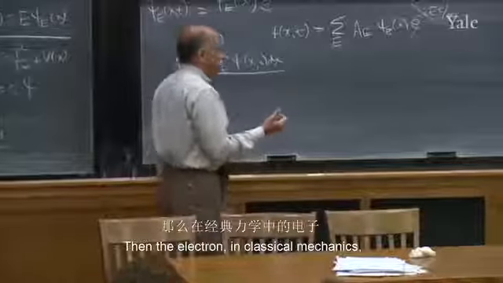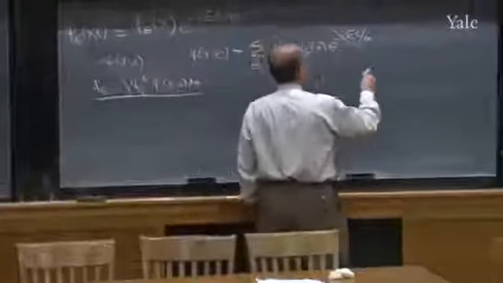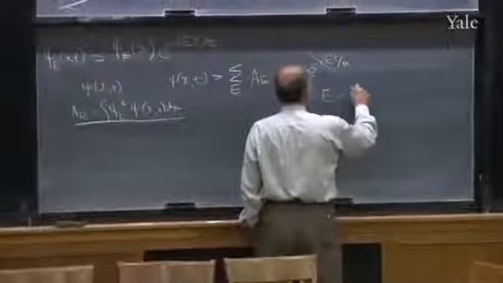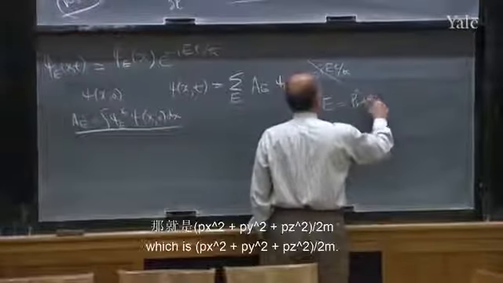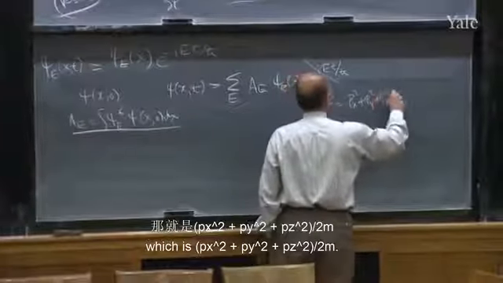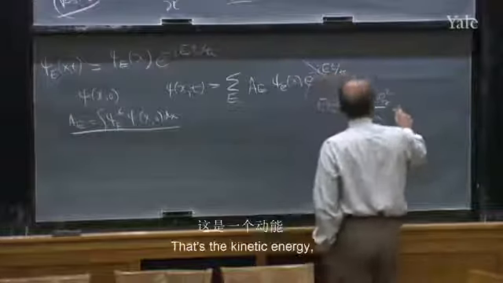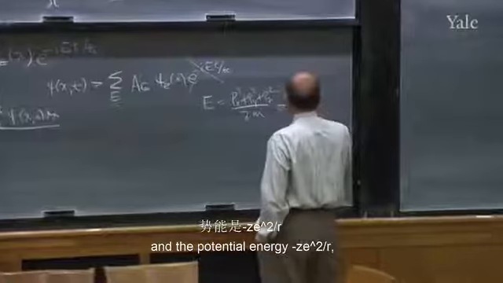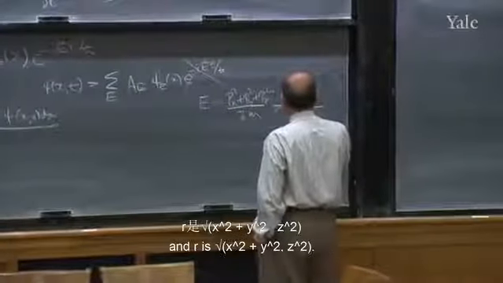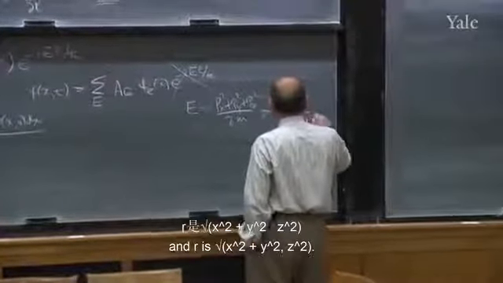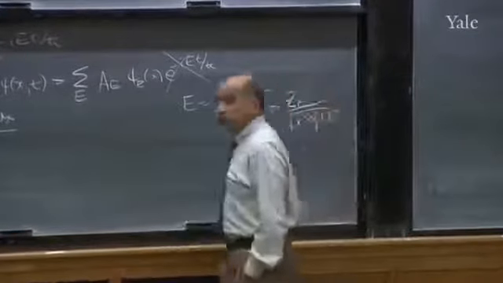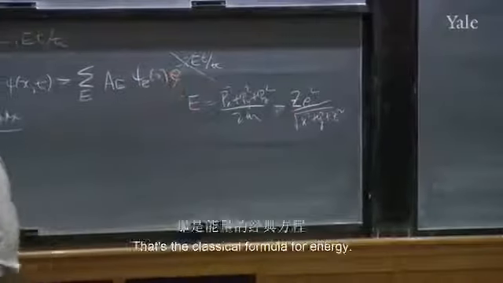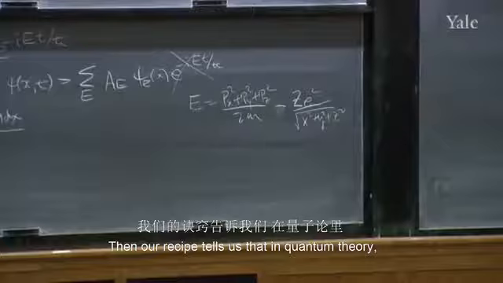Then the electron, in classical mechanics, has an energy which is px squared plus py squared plus pz squared over 2m. That's the kinetic energy. And the potential energy is minus z e squared over r, and r is the square root of x squared plus y squared plus z squared. You understand that? That's the classical formula for energy.